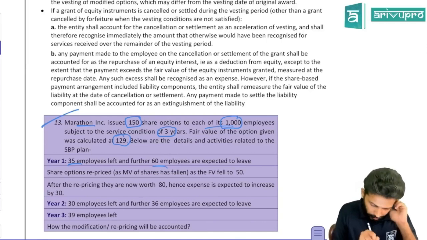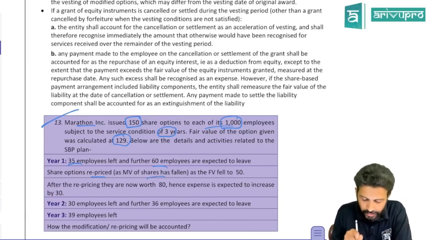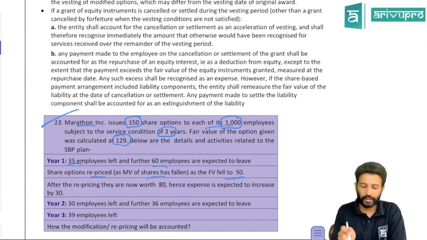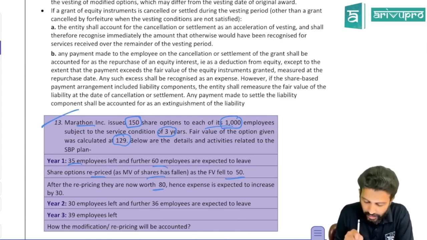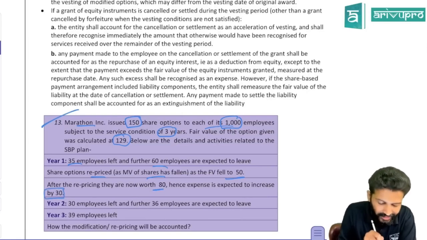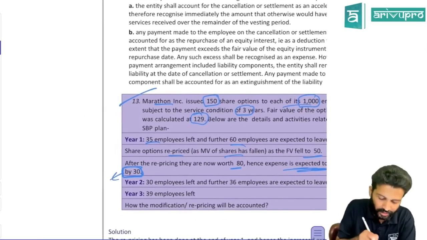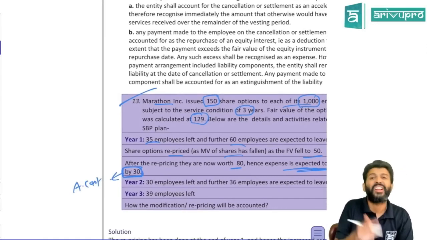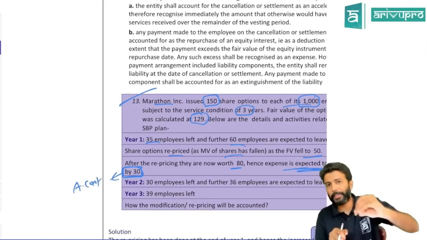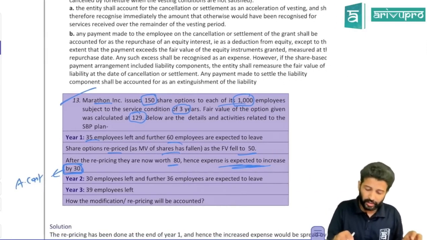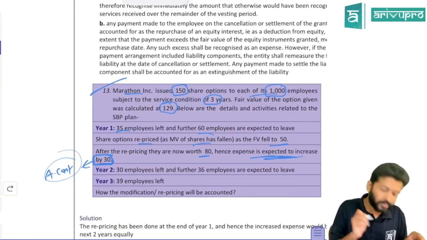Share option repriced. Some modification they did at the end of the first year, as the market value of the shares has fallen and fair value fell to 55 rupees. After the repricing, they are worth 80. Hence, expense is expected to increase by 30. Check this word: expense is expected to increase by 30. That means this is your additional cost, the loss basically. You have done some modification, and due to this the company is expected to suffer an additional cost. Expense is expected to increase by 30 means this 30 is your additional cost.